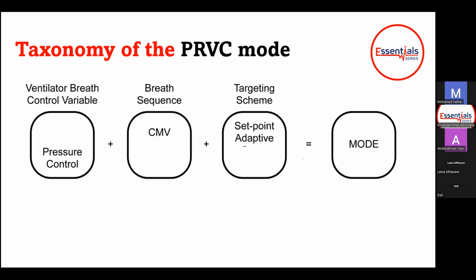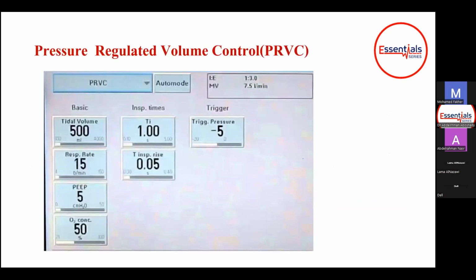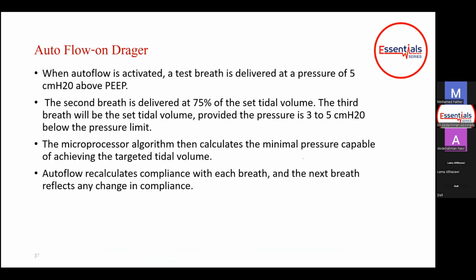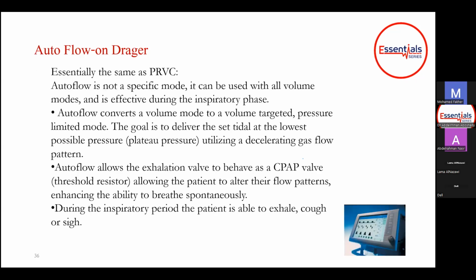It uses an adaptive targeting scheme. This is the PRVC. So PRVC is a specific mode found in Servo-i and Servo-U ventilators, and found in some CareFusion or GE ventilators, but the auto flow is not a mode. Auto flow is rather a feature found only on the ventilator of Dräger that shifts any volume mode into an adaptive mode.